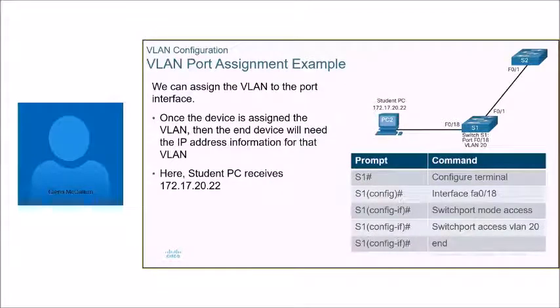Okay, so we can assign the VLAN to the port interface. Once the device is assigned the VLAN, the end device will need the IP address information for that particular VLAN. So here we've got the student PC, which gets the address 172.17.20.22.